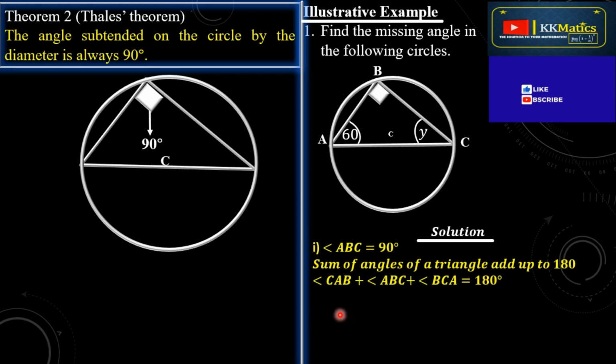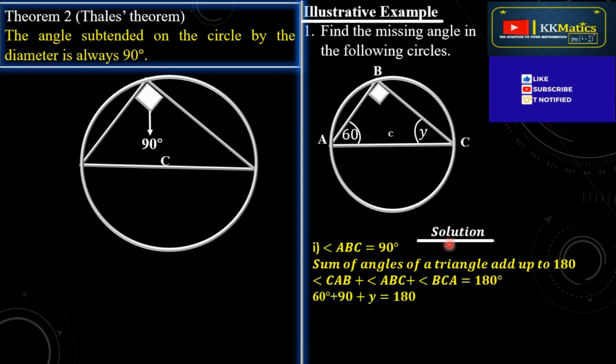So we know the angle CAB, which indicates the angle that is 60 degrees. Remember I said the middle letter indicates the angle we are talking about. So here we have angle ABC, the middle angle, which is 90 degrees. BCA, the middle letter here, C, indicates the angle Y. So that's what we're talking about, and that equals 180 degrees.